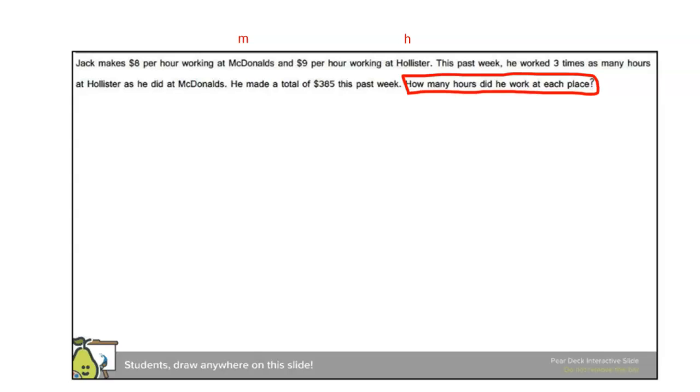So let's set up our 2 equations. The first equation should represent how much money he earned in total. All right, he made $385 this past week, so whatever the equation is, it's going to be equal to $385. How come it's not typing? Aha, here's the reason. Equals $385. And then I need $8 per hour working at McDonald's, and $9 per hour working at Hollister. So this is one source of his money. This is another source of his money. The total of that should be $385.